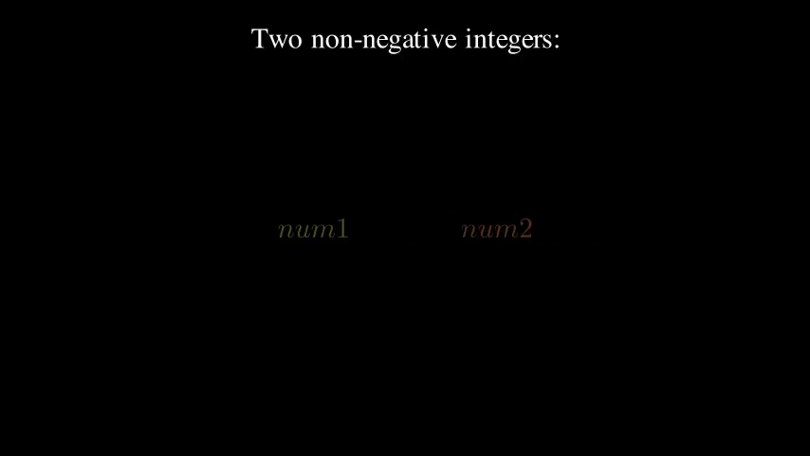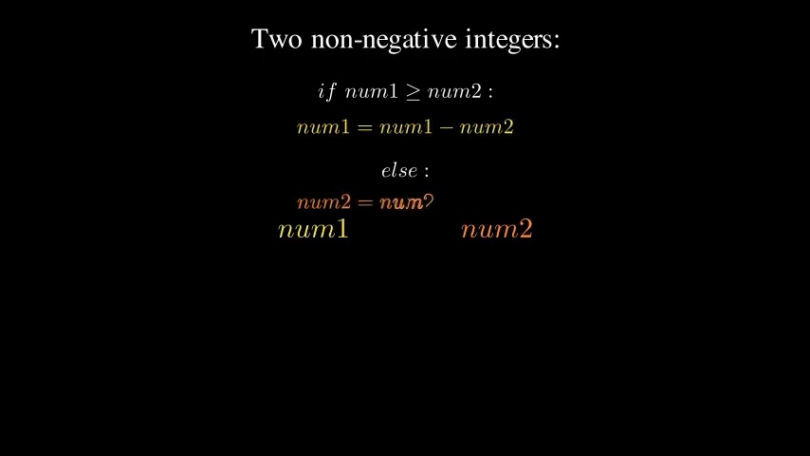Let's break down what we're asked to do. We have two non-negative integers, num1 and num2. In each operation we compare them. If num1 is greater than or equal to num2, we subtract num2 from num1. Otherwise, we subtract num1 from num2.